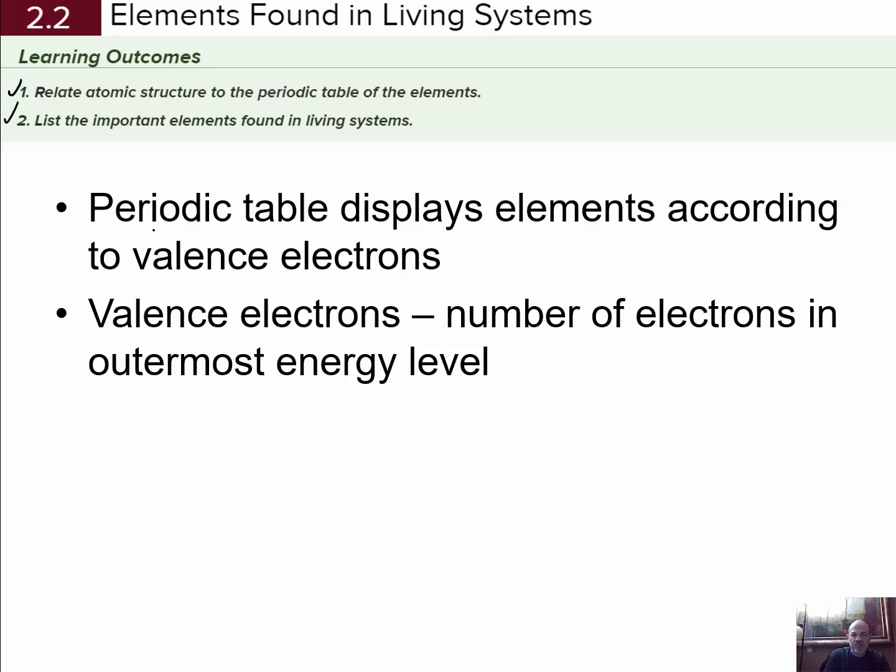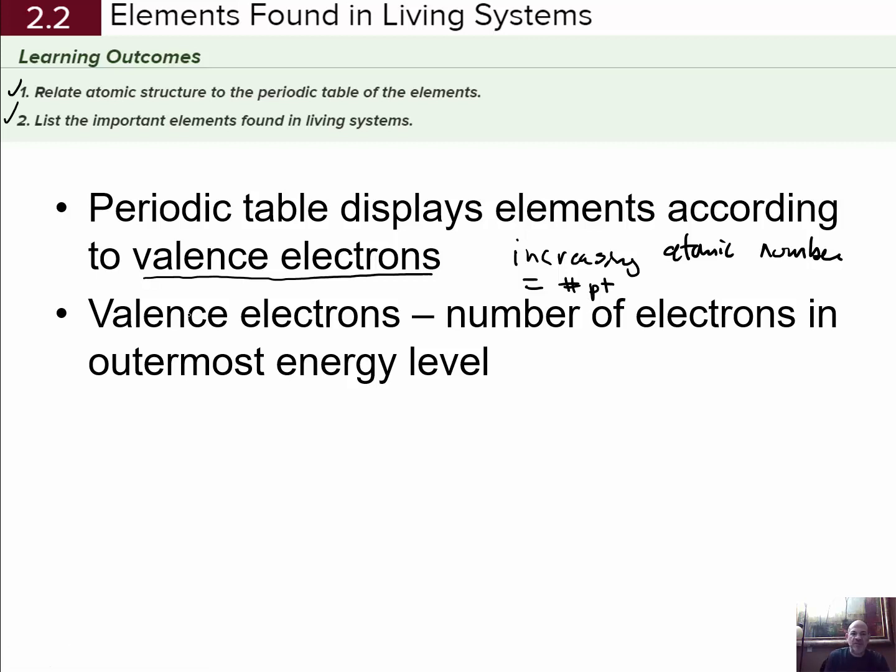Now, this first point here says that the periodic table displays elements according to valence electrons. Not necessarily. It will if you know how to interpret the periodic table. First of all, the periodic table arranges all the elements in order of increasing atomic number. And remember that atomic number is the same as the number of protons. So it's the number of protons which determines, remember the number of neutrons can vary from the last section, the number of electrons, right?